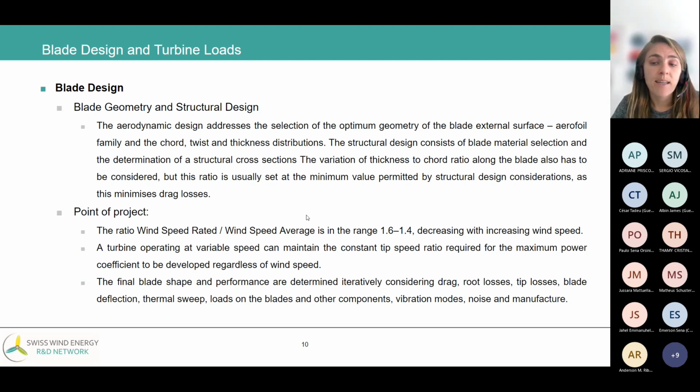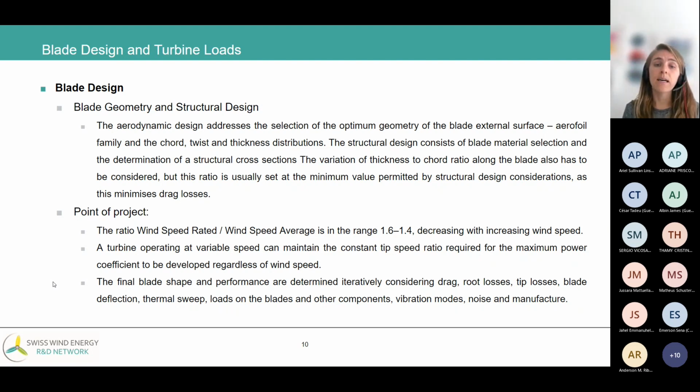Then the first thing is to define the point of project. So for which wind speed you're going to do the design of your blade. Of course, your blade will operate from, let's say, 3 to 30 meters per second, and will produce energy, but you have to define a specific one for which your turbine will produce the rated power and the one that your turbine will be designed for.